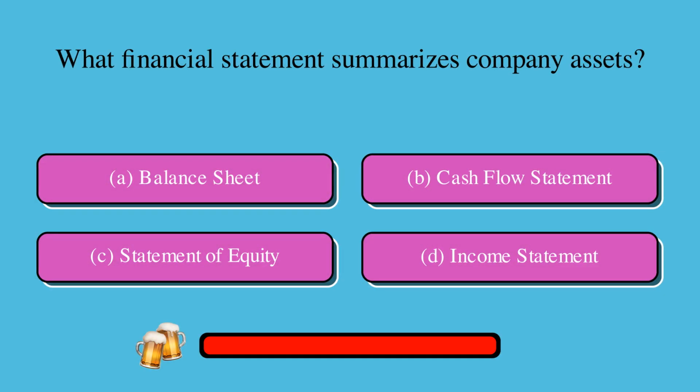What financial statement summarizes company assets? Is it A, balance sheet, B, cash flow statement, C, statement of equity, or D, income statement? The correct answer is A, balance sheet.